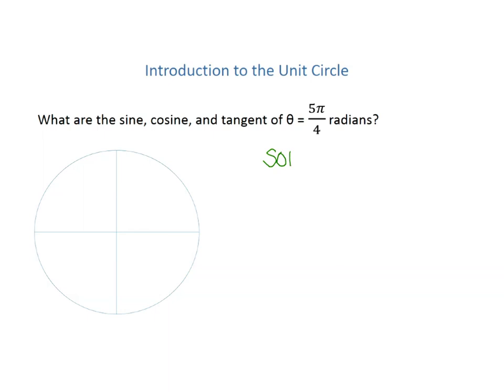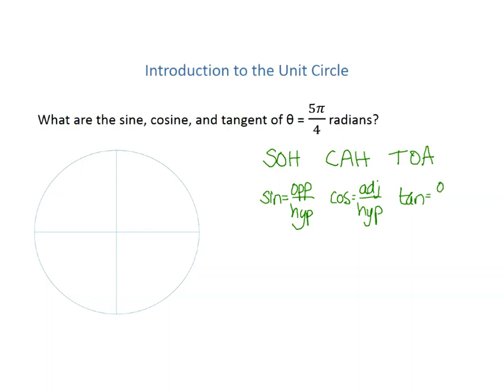Actually, I'll write it over here. It's SOH-CAH-TOA. And SOH-CAH-TOA means that the sine is equal to the opposite side over the hypotenuse. The cosine is equal to the adjacent side over the hypotenuse. And the tangent is equal to the opposite side over the adjacent. So let's find 5 pi over 4 first. And then we'll determine what the sine, cosine, and tangent of that angle are.